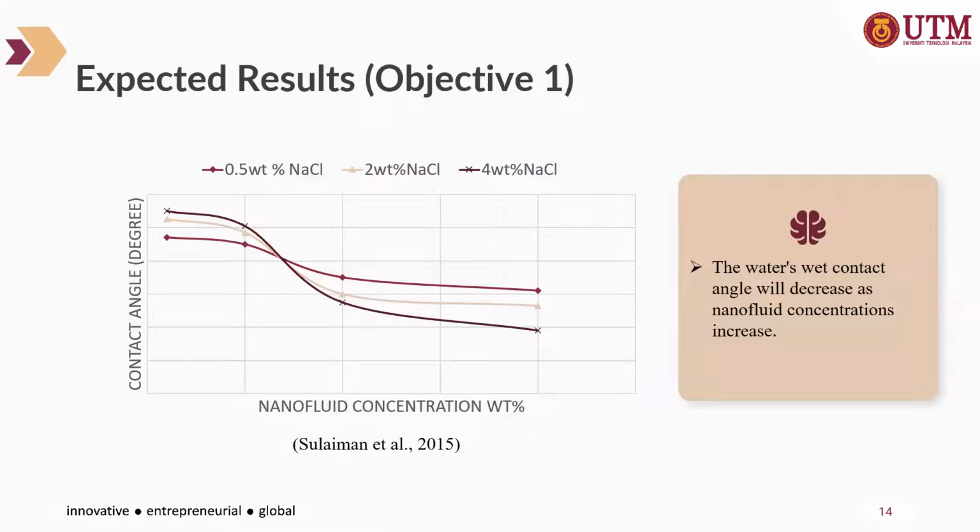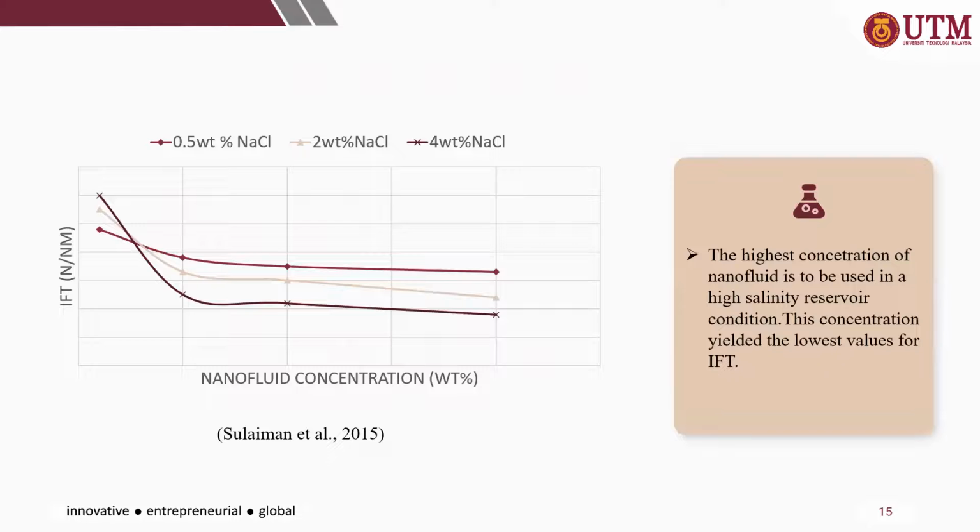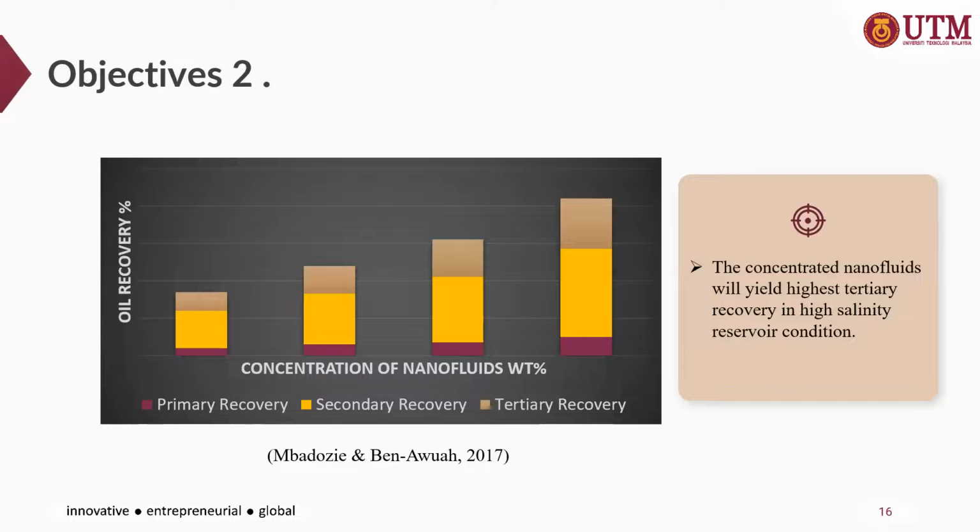And the last one is expected result. As we can see here, for the consolidated nanofluid, the contact angle for water decreases as salinity increases. The next one is the IFT graph. For the IFT graph, the highest concentration of nanofluid will yield the lowest IFT at high salinity. And the last one is the oil recovery graph. This proves that nanoparticle with certain factors will give the highest oil recovery at high salinity.